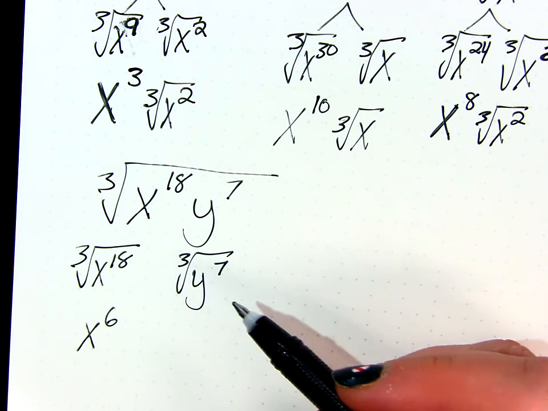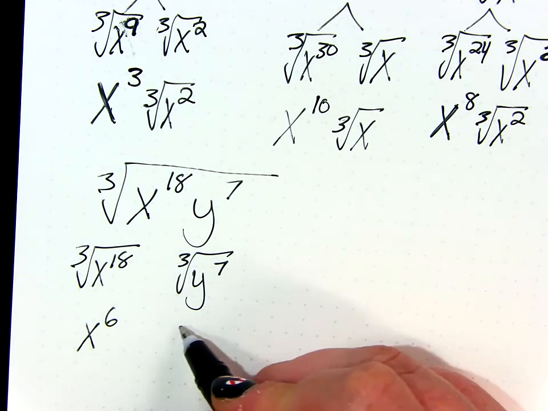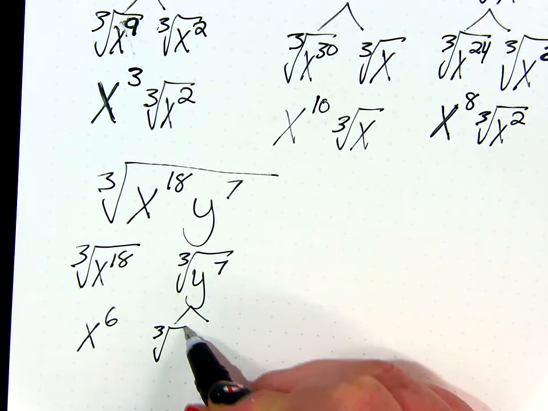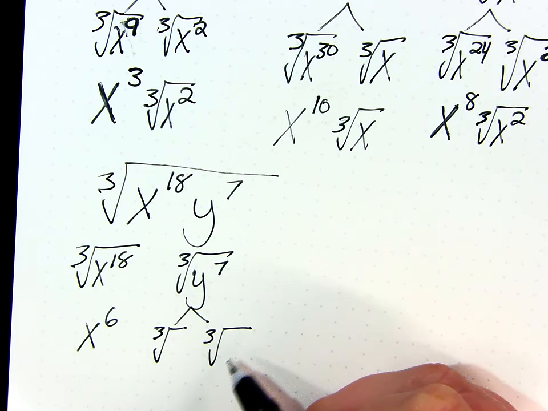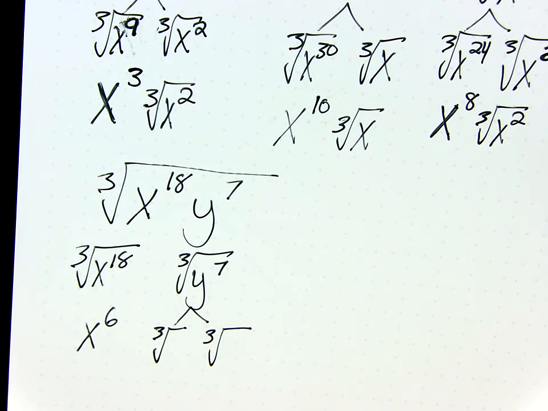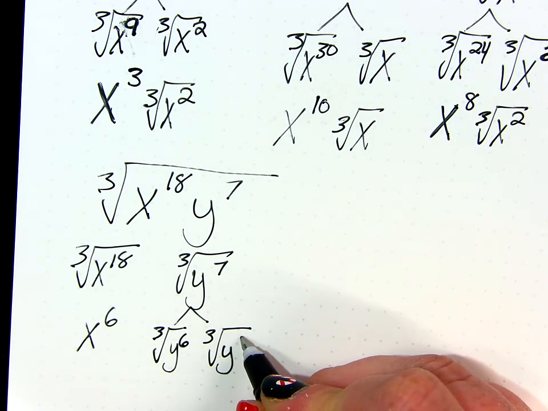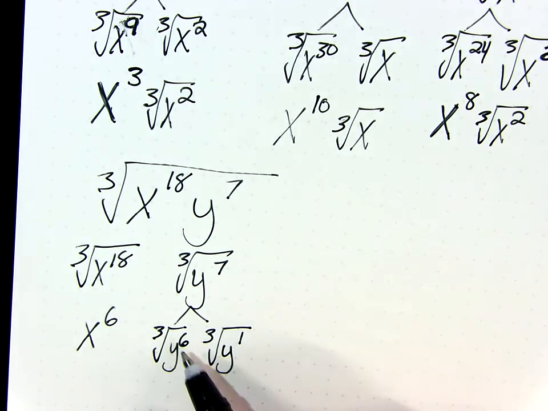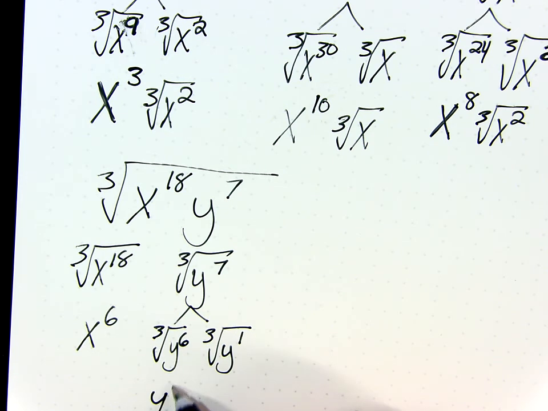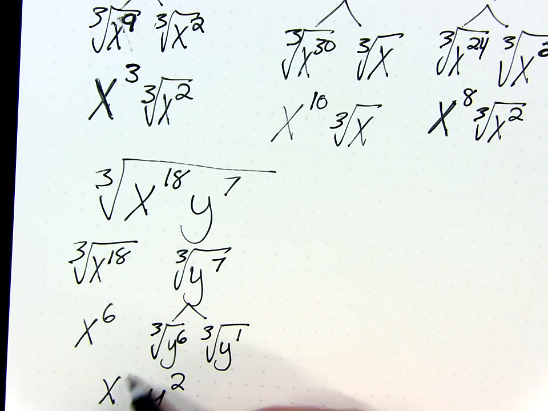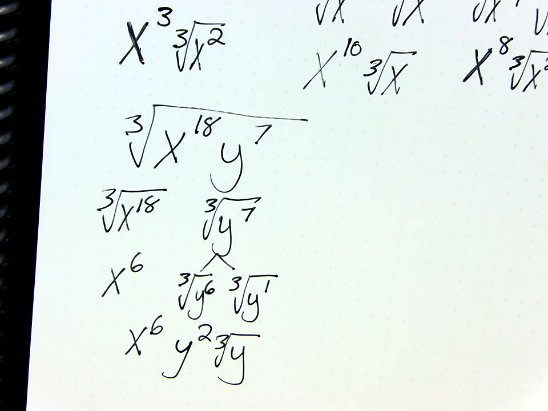This, I can't do 7 divided by 3 evenly. So this one does have to get split up. So then I ask myself, can I do 6 divided by 3? Yes. So this will be y to the 6th, and this will be y to the 1st. What is the cube root of y to the 6th? Y to the 2nd. So now I just have the x to the 6th from before, and that just stays. And that's the best I can do.